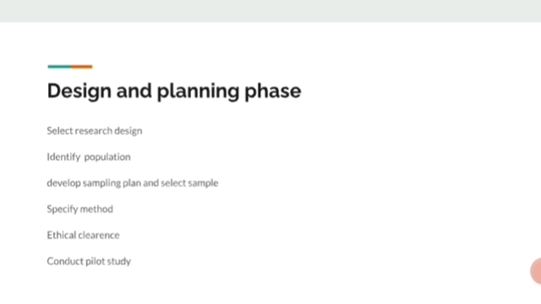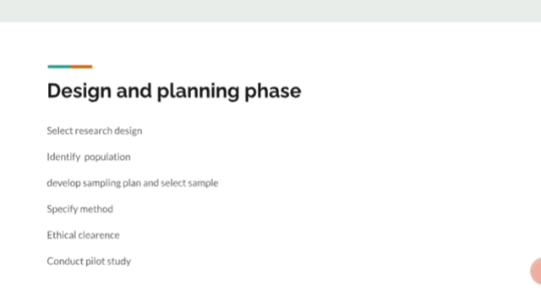The next phase is the design and planning phase. Once you are ready with your problem and hypothesis, you will move on to the next phase, which is called design and planning. Here you should select the research design or research methodology, whether you are planning to do a qualitative research or a quantitative research. There are different types of quantitative and qualitative or mixed. So you have to identify what particular methodology you are going to adopt for your research.